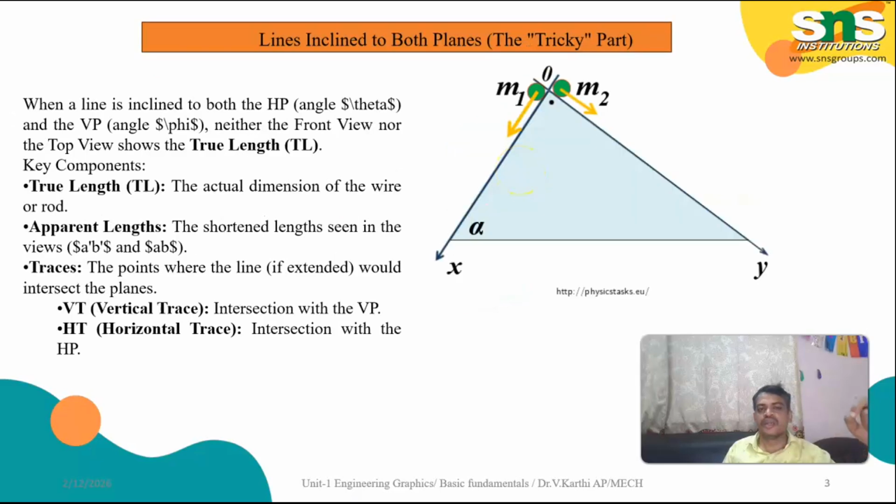Next is a line inclined to both planes, the tricky part. This is the most difficult and important topic. A line inclined to both HP and VP will not show the true length in the plan, nor the true length in the elevation. Both views will show apparent length.